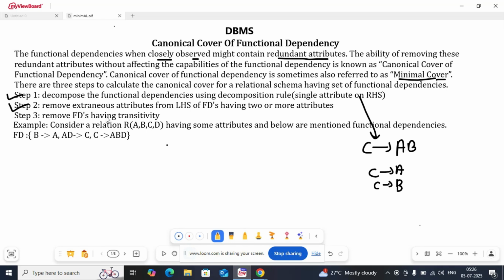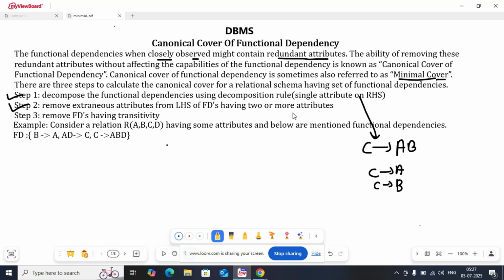Step 2, remove extraneous attribute. What do you mean by extraneous attribute? Remove extraneous attribute from the LHS of a functional dependency having 2 or more attributes. An extraneous attribute is an attribute whose presence or absence in the functional dependency will not change the set of attributes that can be determined from the dependency. That means if we remove that attribute from the functional dependency, it will not affect our functional dependency.